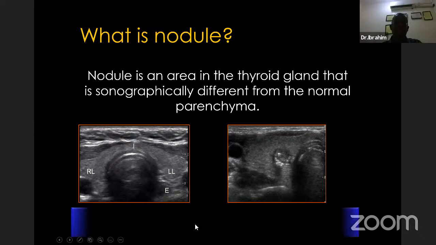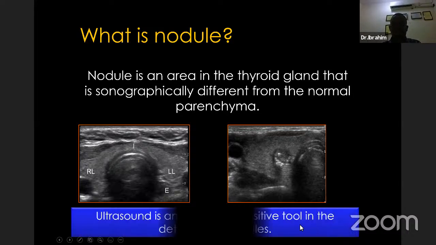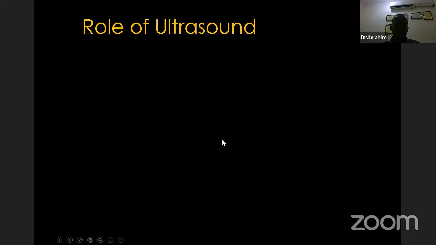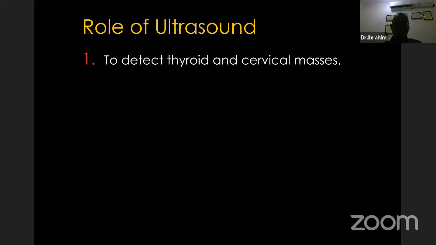Ultrasound is an extremely sensitive tool in the detection of thyroid nodules. The role of ultrasound in thyroid nodules can be summarized in three main issues. Number one is to detect thyroid and cervical masses. Number two is to differentiate between possibly benign and probably malignant masses based on their sonographic appearance. Number three, to guide the performance of FNA biopsy and percutaneous treatment.